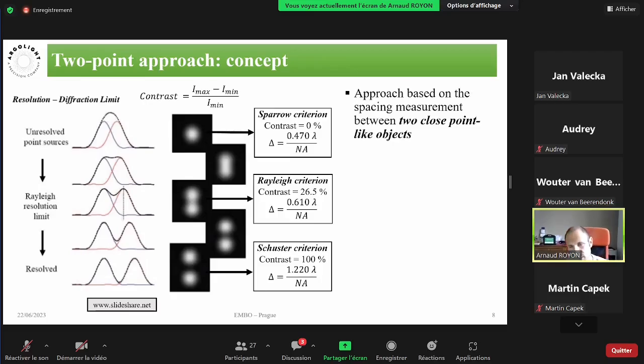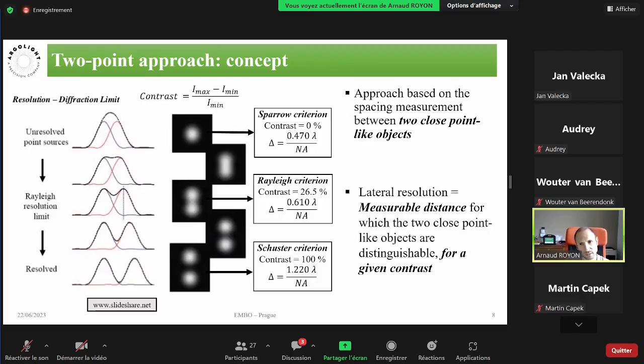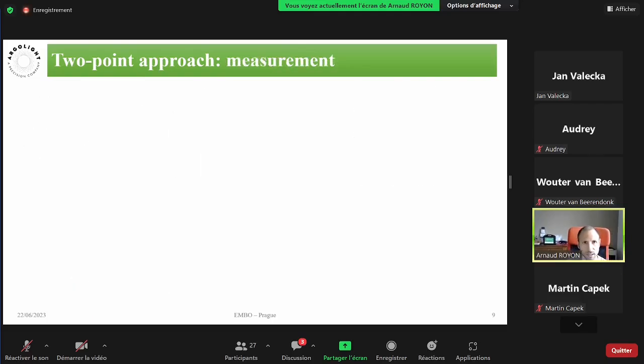So basically, within this approach, we base the resolution measurement on the spacing measurement between two close point-like objects. And the lateral resolution is basically defined as the measurable distance for which the two close point-like objects are distinguishable, but for a given contrast. So the measurable distance should be accompanied by a value of contrast to make the measurement complete.